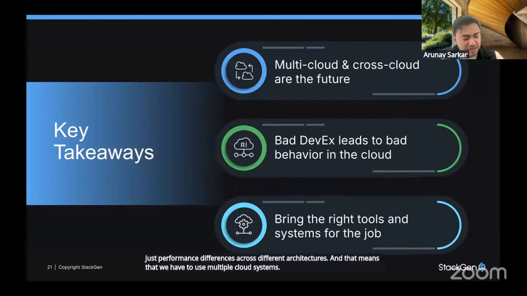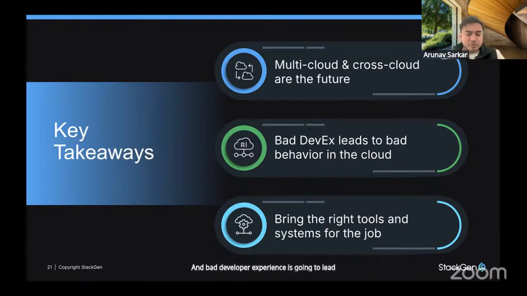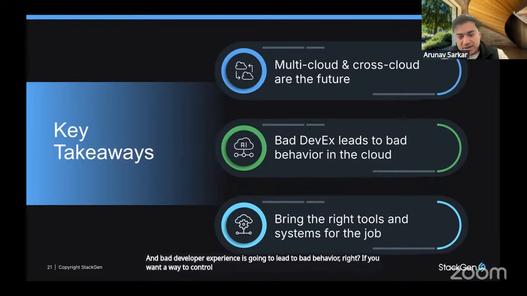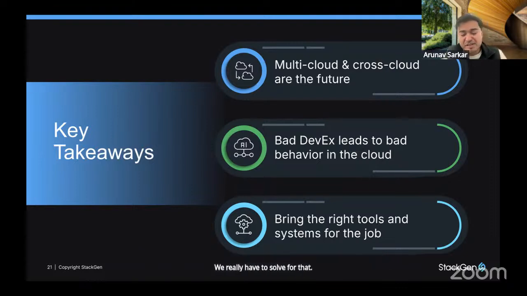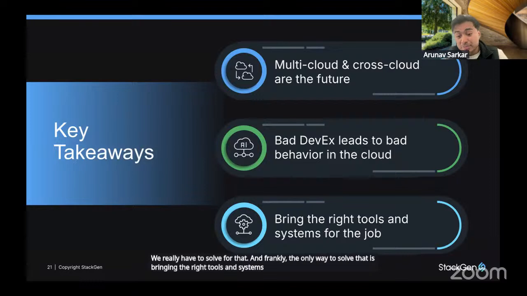Okay. And bad developer experience is going to lead to bad behavior, right? If you want a way to control cowboy deployments when we start going cross cloud, and stop having the platform teams play bad cop and chase down dev teams for what's going on in the cloud, right? We really have to solve for that, right? And frankly, the only way to solve that is bringing the right tools and systems for the job, specifically internal dev platforms, right?